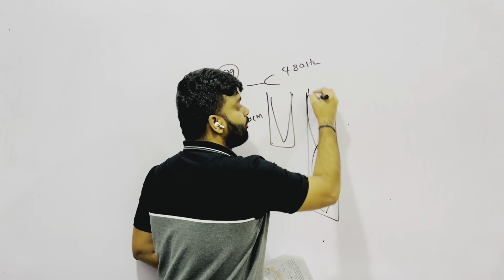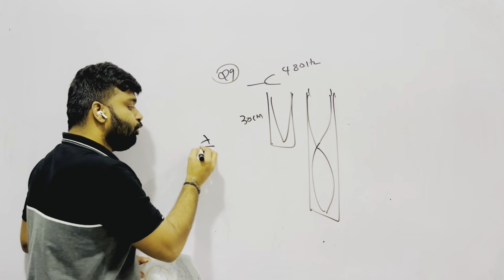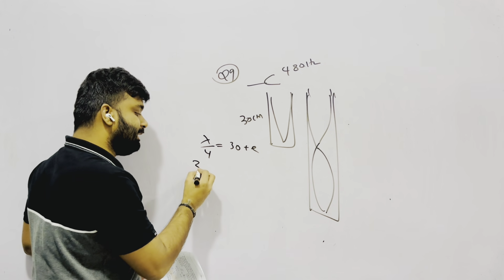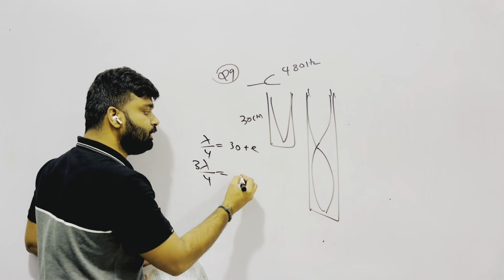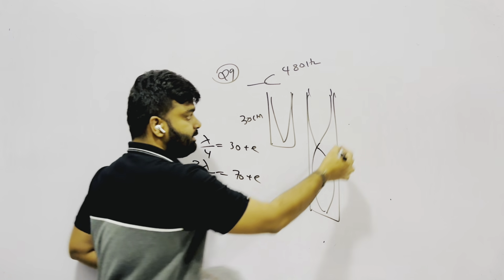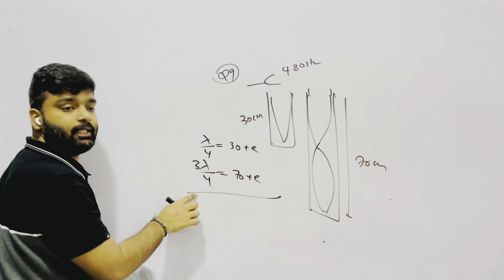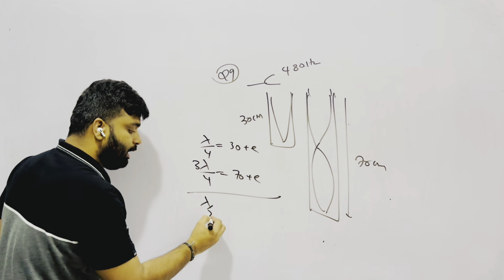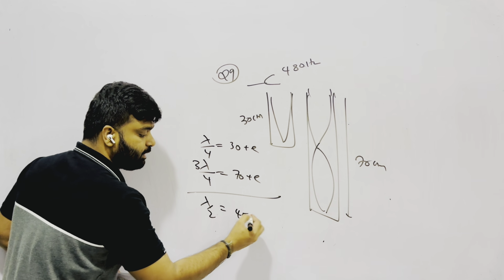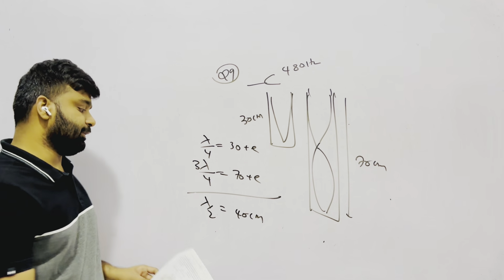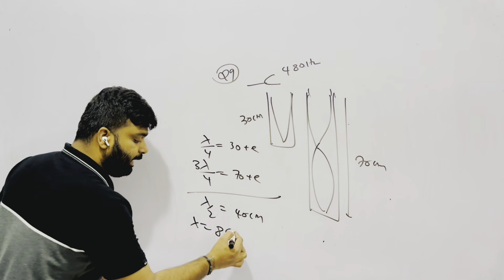Therefore, lambda by 4 is equal to 30 plus E. Here 3 lambda by 4 is equal to 70 plus E. It's given as 70. Therefore, if you subtract 1 from 2, lambda by 2 is equal to 40 centimeter. Why are we subtracting? To eliminate E from both equations. Therefore, lambda is equal to 80 centimeter.